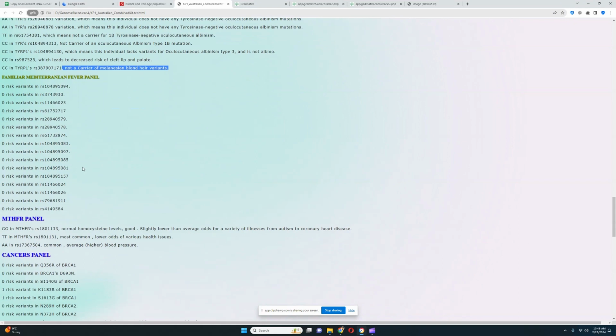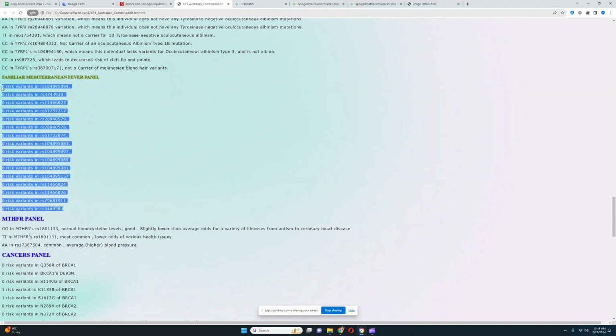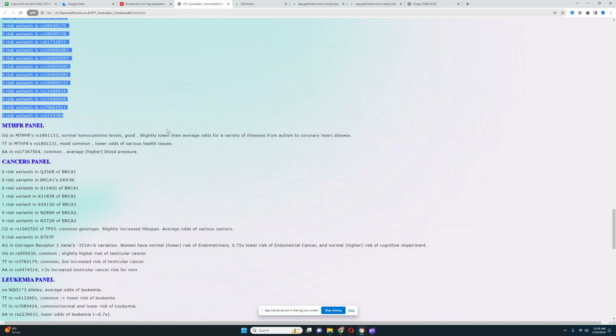For familial Mediterranean fever, he does not have any risk variants for that. Familial Mediterranean fever is an illness that mostly affects people of Eastern Mediterranean, such as Jews, Arabs, Turkish people, Greeks. It is not really found in Australian Aboriginals. For MTHFR panel, it looks like this individual has. Well, we're gonna skip that, or are we?